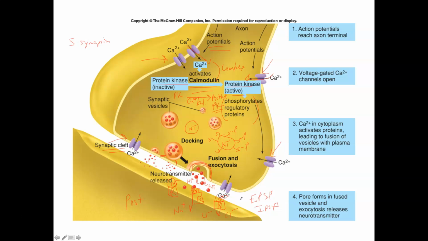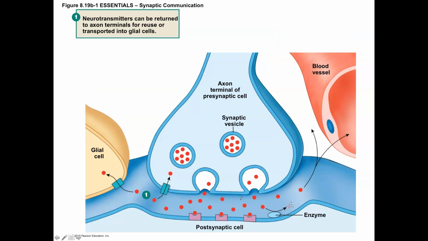In order to turn this system off, then you have to have inactivation of the neurotransmitter. And so there are mechanisms for inactivating the neurotransmitter. So let's finish up with inactivation of the neurotransmitter. So 3 things to consider when you need to turn off a chemical synapse. One of the things that can happen is there can be reuptake of the neurotransmitter, either back into the presynaptic cell or into glial cells within the system.